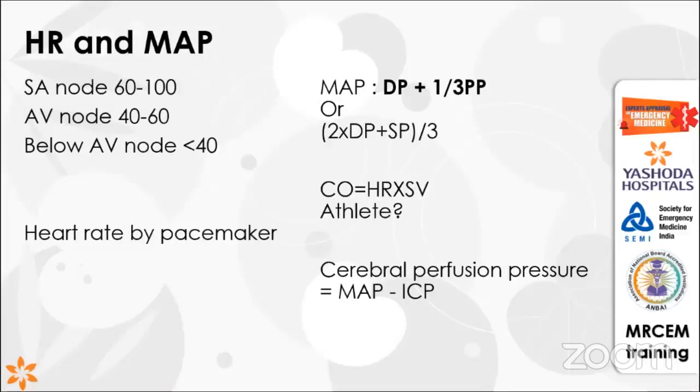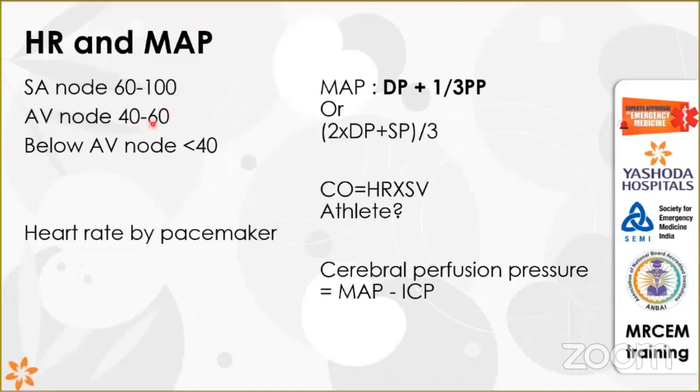Okay, sorry about that. Coming to cerebral perfusion pressure, we calculate it by MAP minus intracranial pressure. Coming to heart rate, depending on the heart rate, you'll be able to figure out which is the pacemaker in the body. When they say there has been a heart block and the heart rate is about 40 to 60, say 50, that means it's the AV node. If they say the heart rate is currently 35, that means it's below the AV node. So the SA node should be normally operational, which is 60 to 100. Whichever has the highest rate will take control of the heart rate.